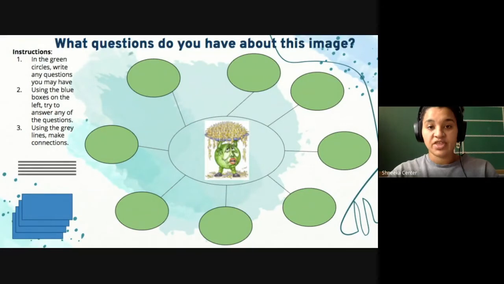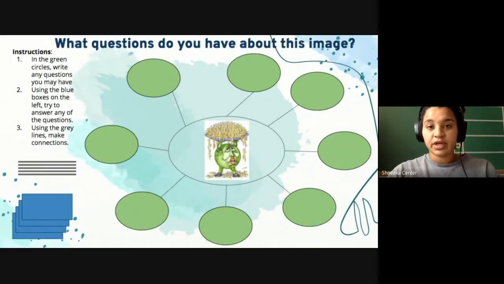And the last prompt, this is actually your concept map for this unit. So you're going to respond to this prompt. What questions do you have about this image? And in the green circles, you're going to write any questions you may have. So what questions do you have about this picture, this image?